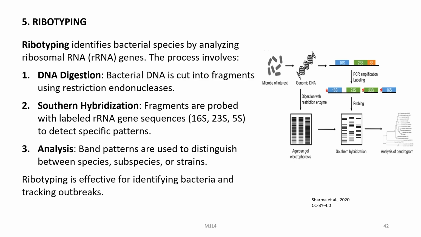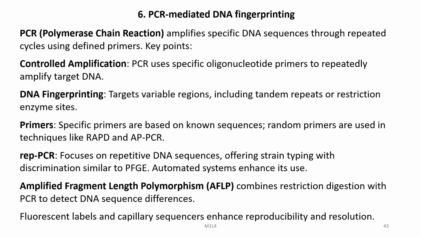Then we go for Southern hybridization. In between there is of course a step of agarose gel electrophoresis. Southern hybridization is done with labeled rRNA gene sequences to detect the specific patterns, namely 16S, 23S and 5S. And finally, we do the analysis, where band patterns are used to distinguish between species, subspecies or strains. Ribotyping is effective for identifying bacteria and tracking outbreaks, particularly in epidemics or pandemics.